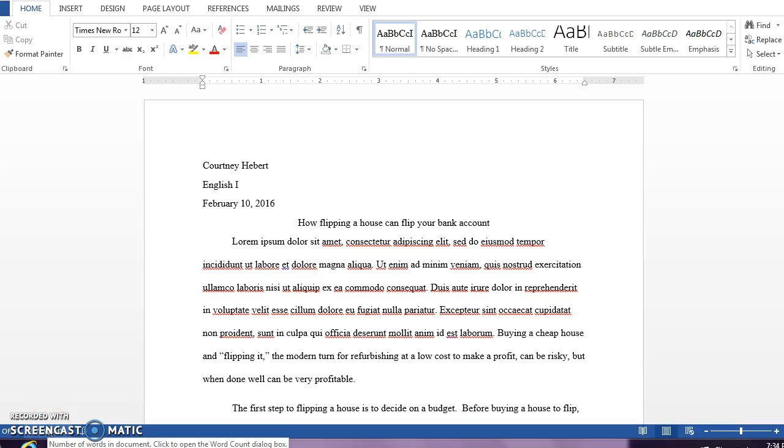Okay, tonight we're going to look at a quick example of how to get your notes and your research into an actual paper. So what I've done is I've started a Word document. I've put a header up here on the top left and I've named it. So this is my research paper on how flipping a house can flip your bank account. And here's my introduction. You'll notice it's just nonsense.